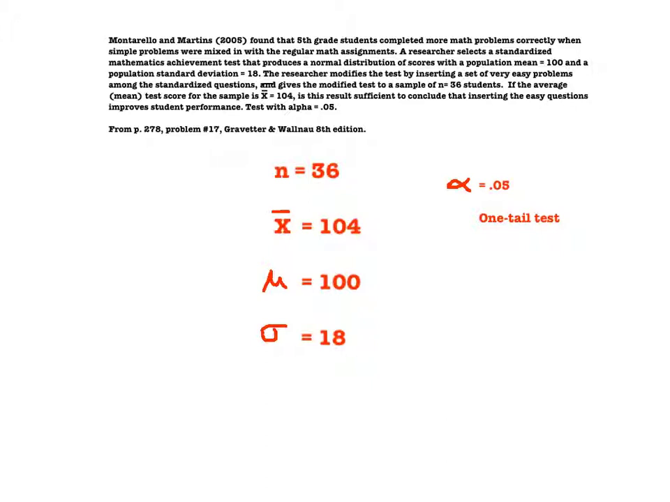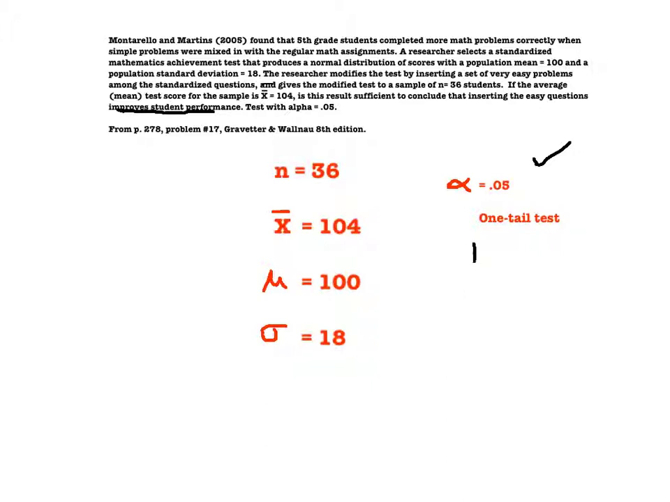Over here on the right, I've got my alpha level specified, and I've also indicated that it's a one-tailed test. The reason that it's a one-tailed test is because the problem asks if this improves student performance. See that right there? If it improves student performance. So it's asking for change in a particular direction.